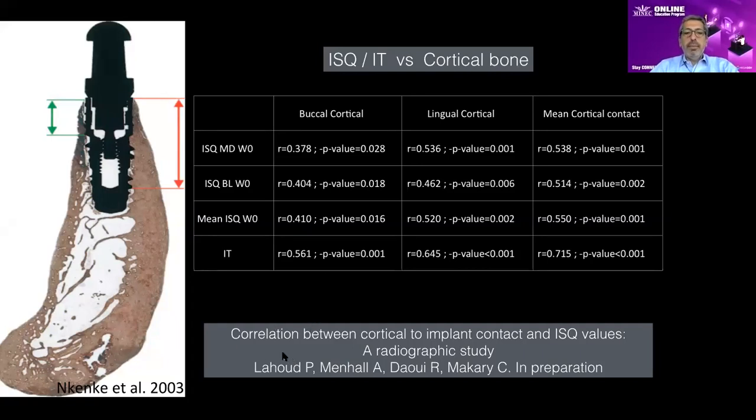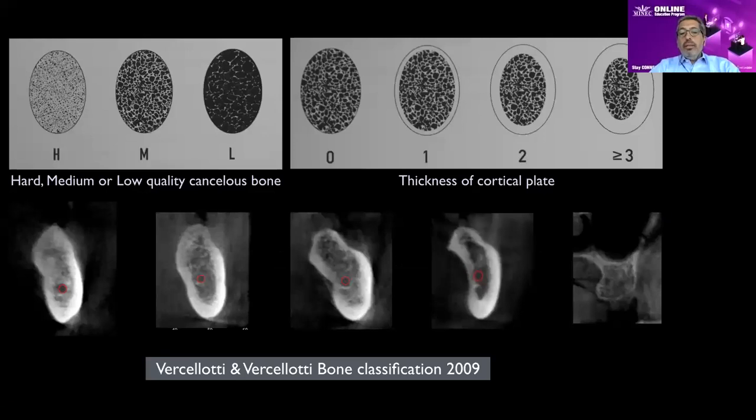This study is being prepared by my friend and my faculty member, Dr. Lahoud, who is also watching us today, watching this webinar. Vercellotti proposed a different approach to bone classification, where he described cortical thickness, and you could see that we have cases where we have very thick cortical and cases where we have a very thin cortical. And he described the inner part of the bone, which can be a hard bone, like we can see here, a medium bone, or a low bone, as you can tell, based on radiographic images.